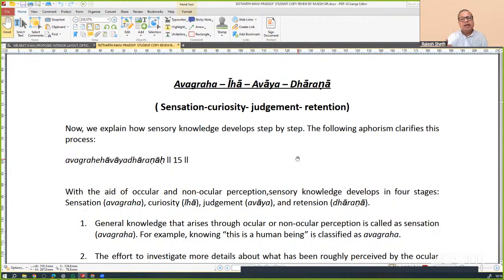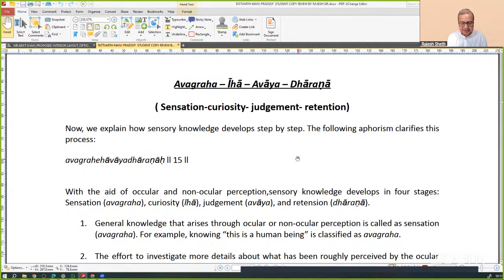As we have a processor in the laptop, as we have a processor in the computer, there is a similar processor in our soul. And that processor is what? Mati Gyan, sensory knowledge. How does it work? Initially, when you see something, very hazy, not very clear, it is called sensation, avagraha. This is the first impression. Before that, there is a perception. Darshan upyog purvak mati gyan hota hai. So first there is a perception, that is called darshan upyog, and then comes the gyan upyog. And in that gyan upyog, the first thing that happens is the avagraha, sensation.